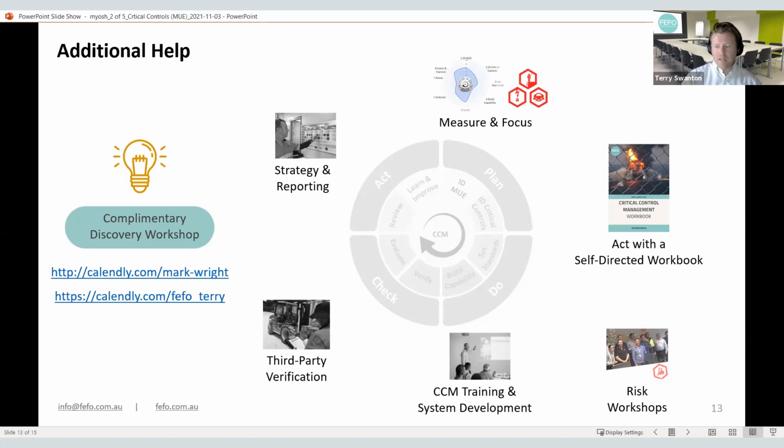We've got Mark Wright, who's the Managing Director of FEFO, and myself. We've got our Calendly there, and we are offering a complimentary discovery workshop. The discovery workshop is not the risk workshop. It is a discovery workshop to see what's going to work best for you and your organisation. As you can see there, we do workshops. We offer critical control management training and system development, third-party verification, which is becoming increasingly popular, and also strategy and reporting assistance as well.